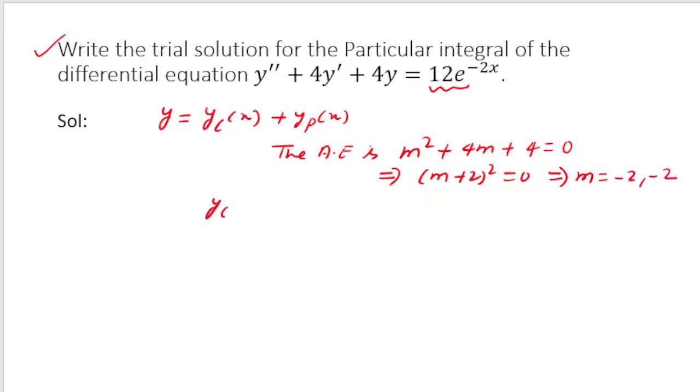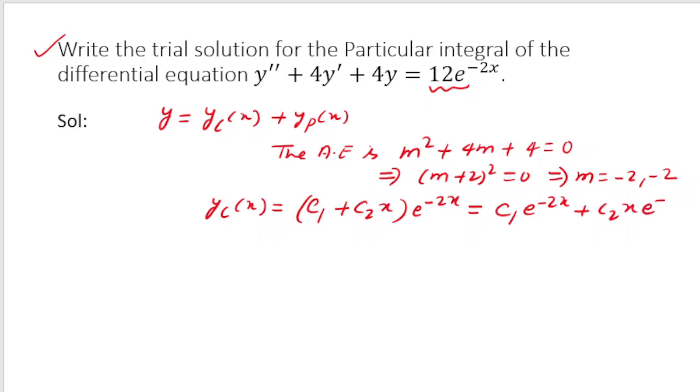So if you write the complementary function part yc(x), it will be c1 plus c2x, the roots are repeated, right? c1 plus c2x, e to the power minus 2x. And I hope you understand that this can also be written as c1 e to the power minus 2x plus c2x e to the power minus 2x. I have deliberately written it like this so that you can see that there are two terms here.